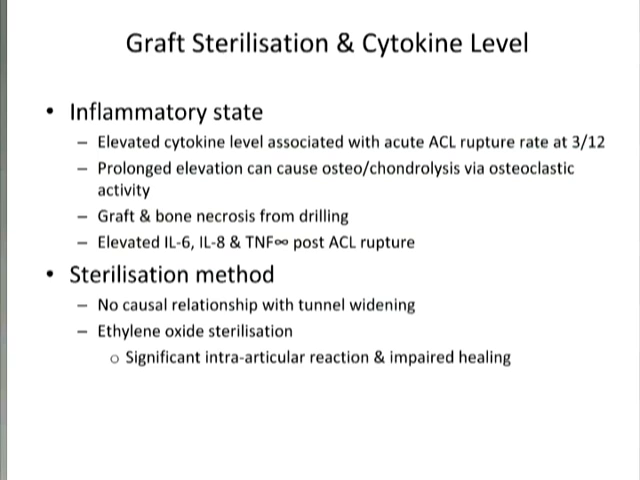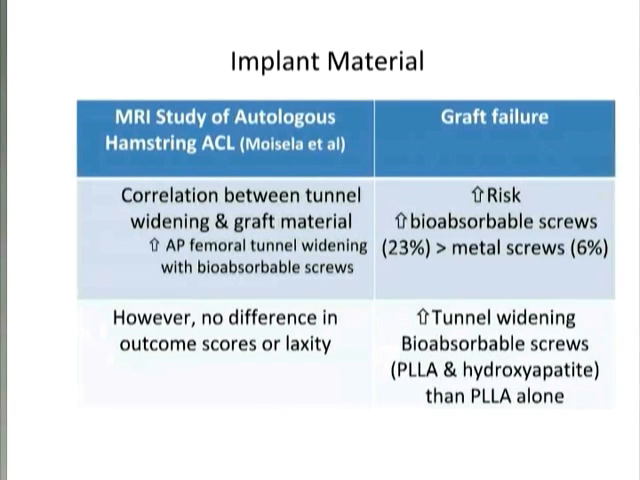So what type of material do you implant? Mozella et al. did an MRI study of autologous hamstring ACLs and found there was a correlation between tunnel widening and the type of graft fixation used, and they found that the femoral tunnel widened with bioabsorbable screws over metal screws. However, again, there was no difference in outcome scores or knee laxity.